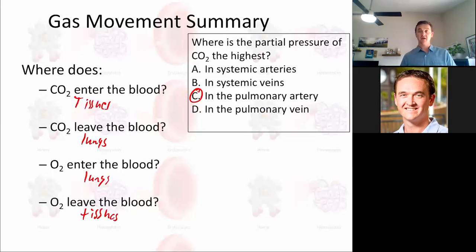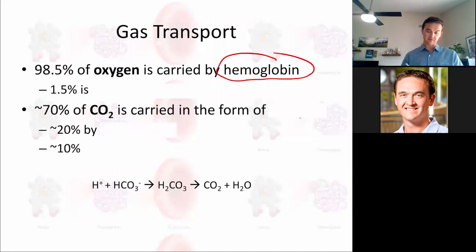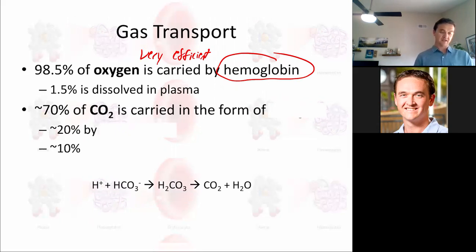Okay, so let's talk a little bit about how oxygen is transported. 98.5% of oxygen is carried by hemoglobin, right? Those proteins inside of our red blood cells, almost all of it's carried right there. So very, very efficient, okay? Very efficient carrying system for oxygen in the body. And that other 1.5% is just dissolved in the plasma, not much, okay?